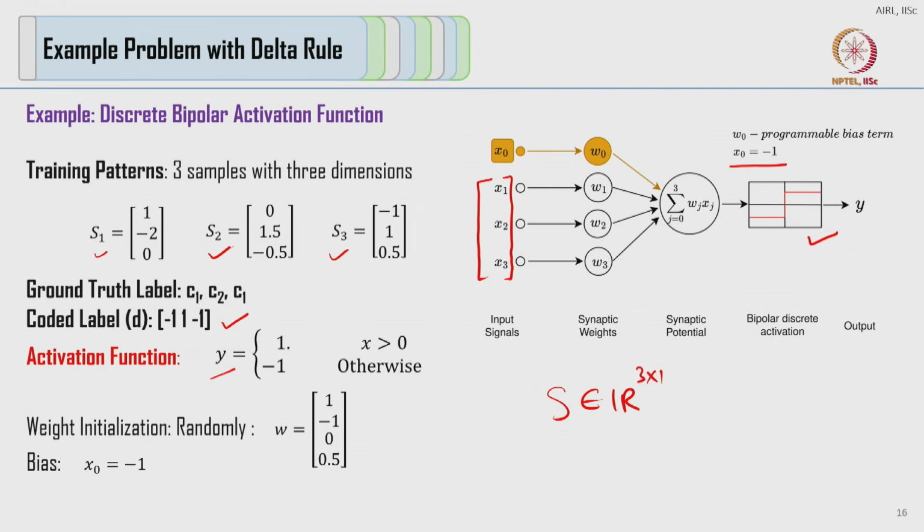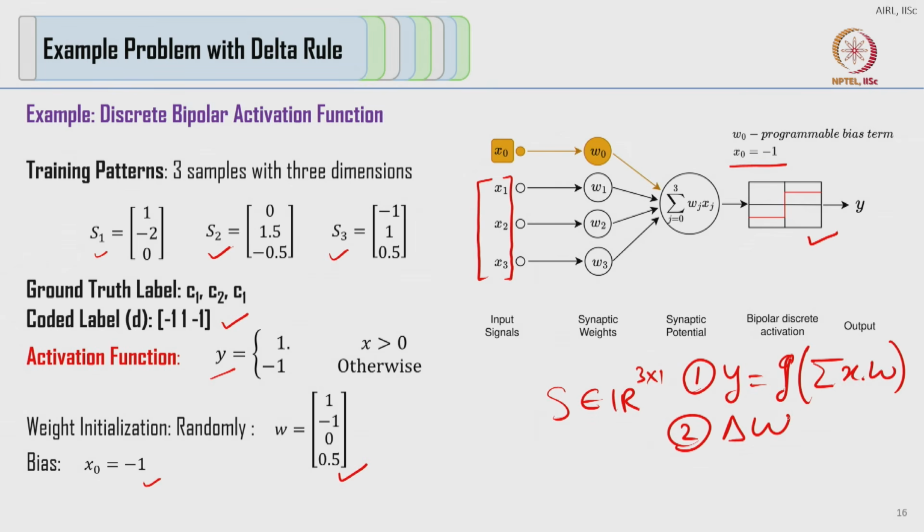Okay. As seen in the last slide, we initialize the weights randomly, and so w is given by 1, -1, 0, 0.5. The bias is kept as -1. Now whenever we are using the delta rule or even the Hebbian rule, the steps that we follow are: first we compute y, the output of this perceptron, which is given as g of x dot w. Once I have calculated the output, we calculate the delta w. Once we calculate the delta w, we then modify the existing set of weights using this equation.